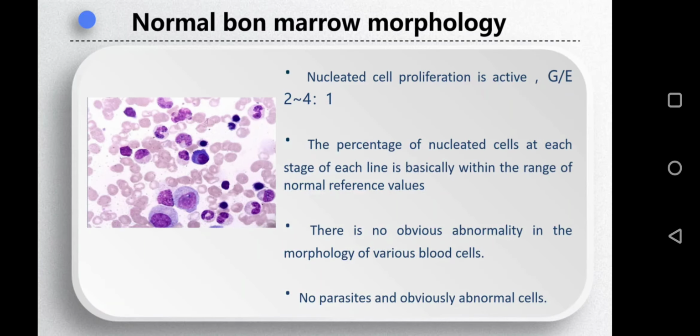Now let's look at the normal bone marrow morphology. The nucleated cell proliferation is active. The GE ratio is 2 to 4 to 1. The percentage of nucleated cells at each stage of each line is basically within the range of normal reference values. There is no obvious abnormality in the morphology of various blood cells, no parasites, and no obviously abnormal cells.